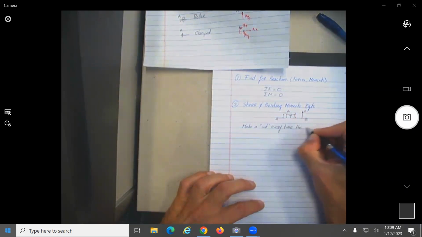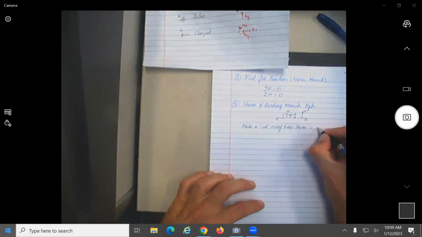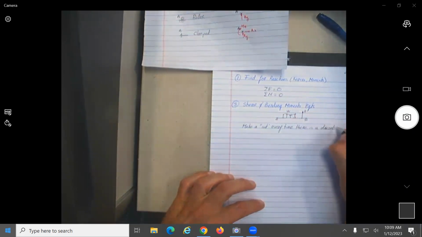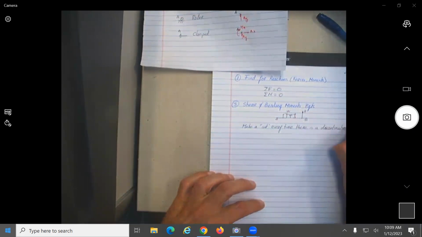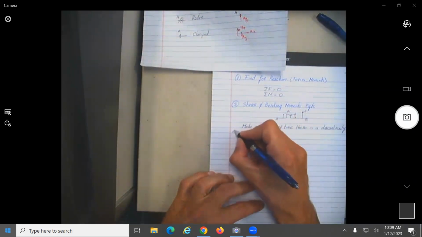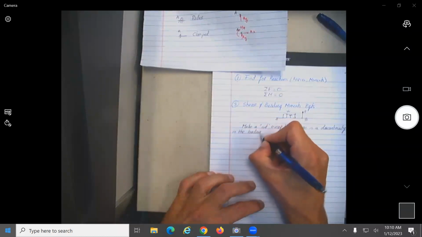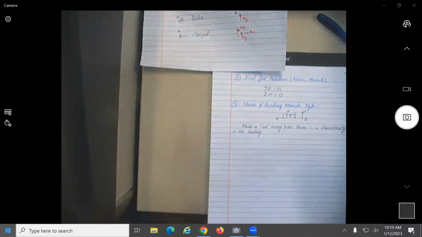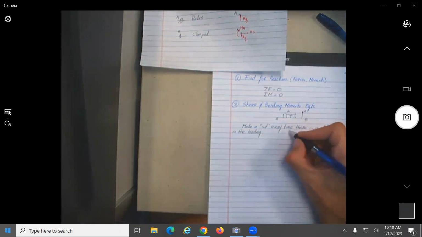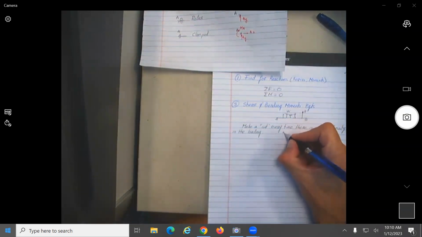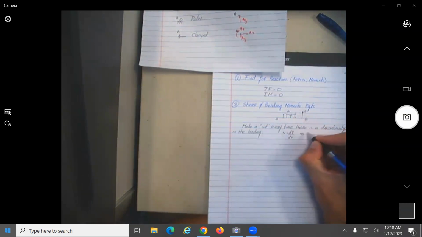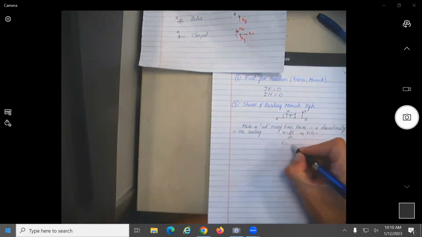Every time there is a discontinuity in the loading. Okay, so basically you're going to use the equations to find an expression for x.